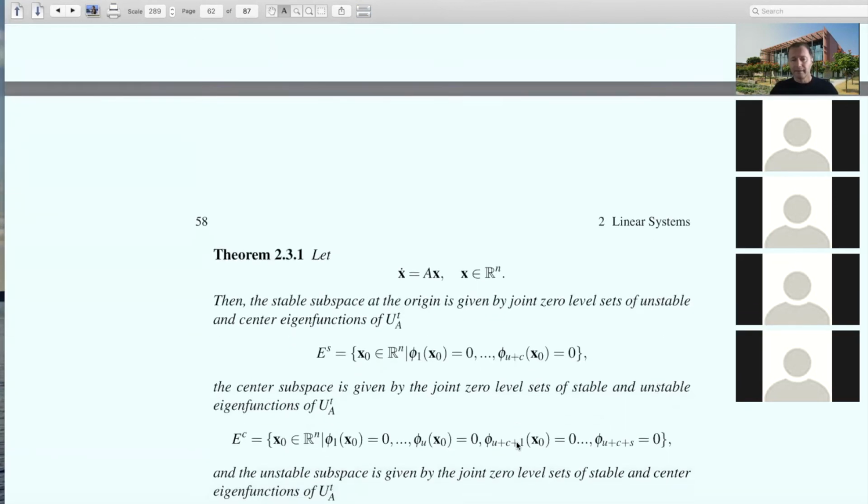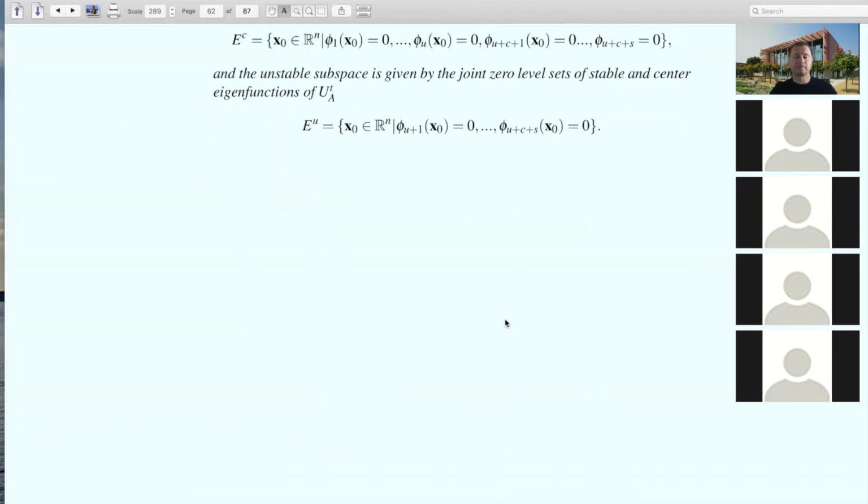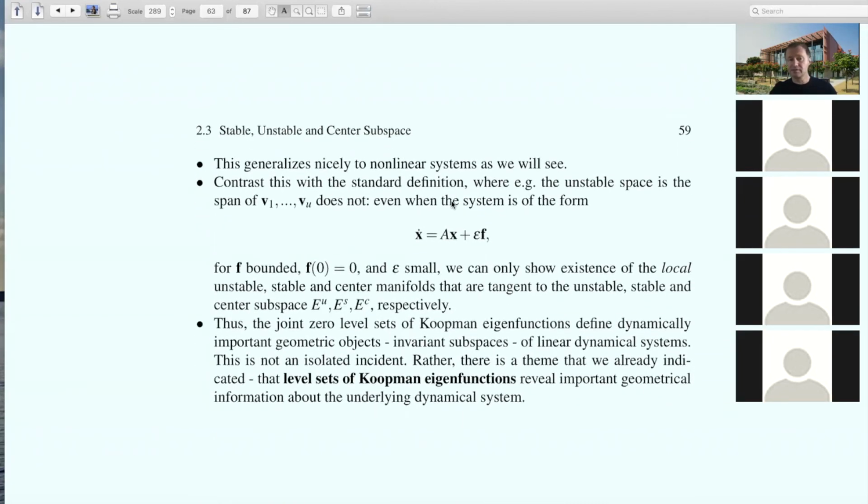And the theorem that follows with what we've just stated is, if we have a linear system, then the stable subspace is the zero level set of unstable and center eigenfunctions. The unstable subspace is the zero level set of stable and center eigenfunctions, and the center subspace is the zero level set of unstable and stable eigenfunctions. The beauty of this result is that it generalizes nicely to nonlinear systems.